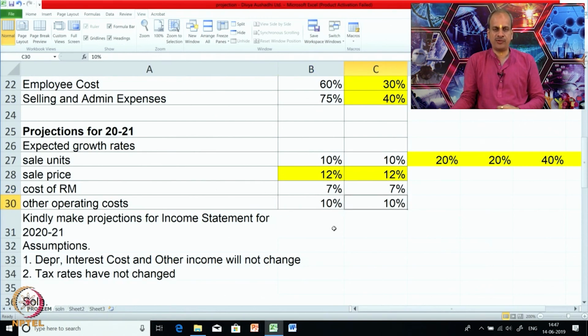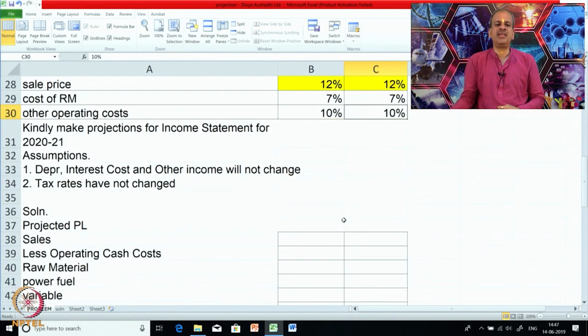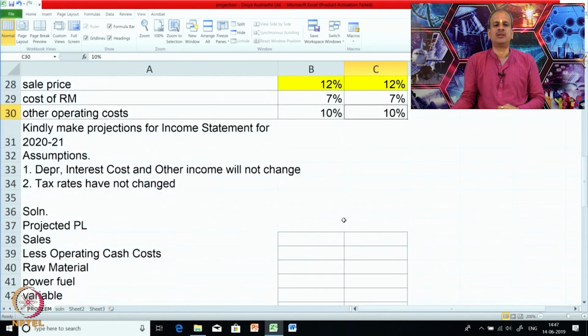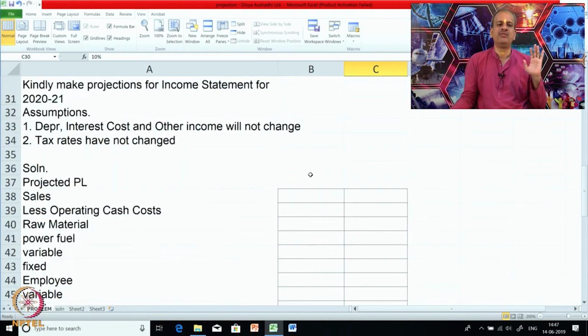This is the information for 1920. Based on this, we are required to make calculations for next year, that is 2021. Certain assumptions are already given: depreciation, interest and other income will not change. See, these items have nothing to do with cost and management accounting, so normally we do not take those projections here; we will assume that they are the same, and tax rates are also not going to change. With this information we have to make projections.